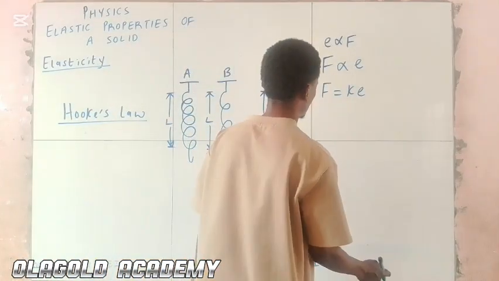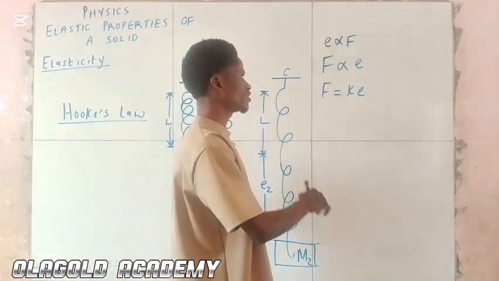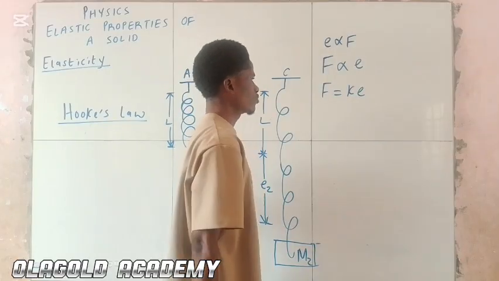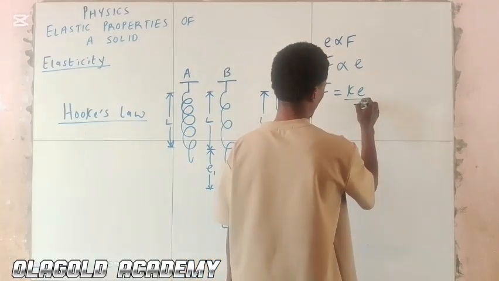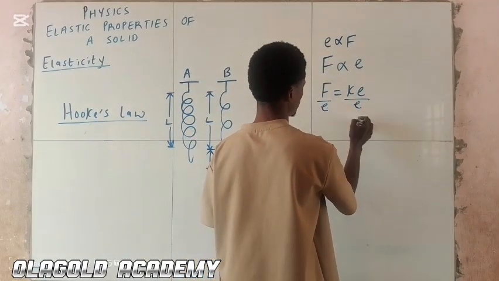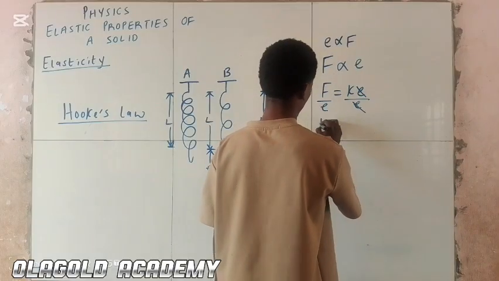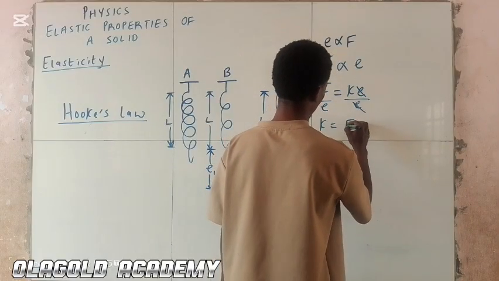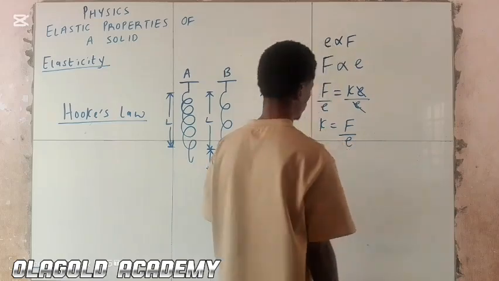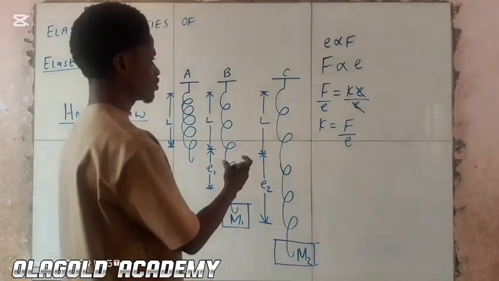One more thing. Let's make K the subject of the formula. So we divide both sides by E. E cancels, so we have K equal to F over E.